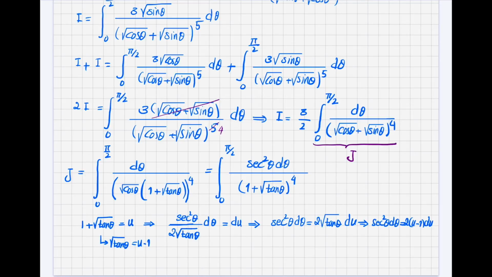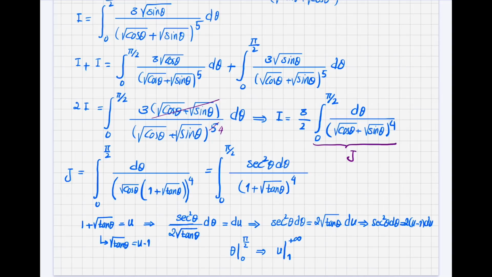Okay, so theta goes from 0 to pi over 2, so this implies, what is u? If I put theta equal to 0 here, the square root of tangent of 0 is 0, so u becomes 1. But when I put theta equal to pi over 2, in principle this is an improper integral, because tangent of pi over 2 becomes positive infinity, and if I add 1 to it, it is positive infinity again. So this turns into an improper integral.